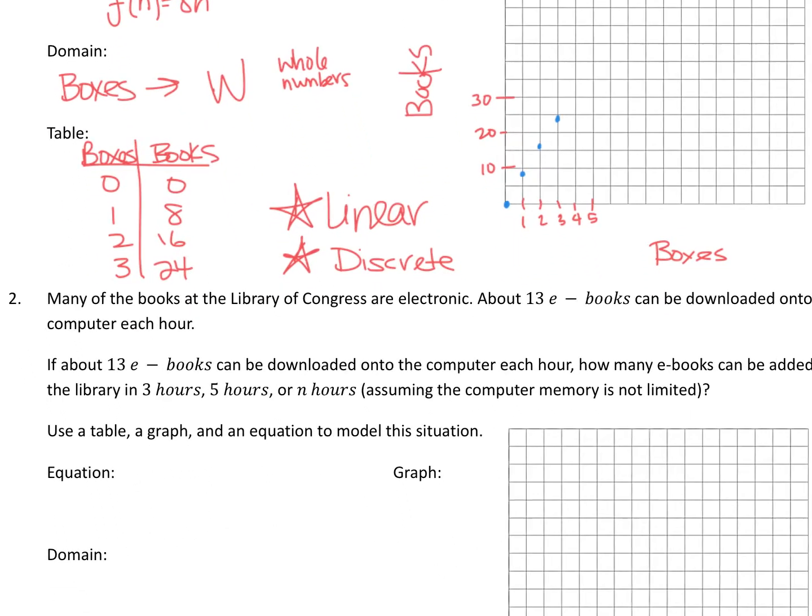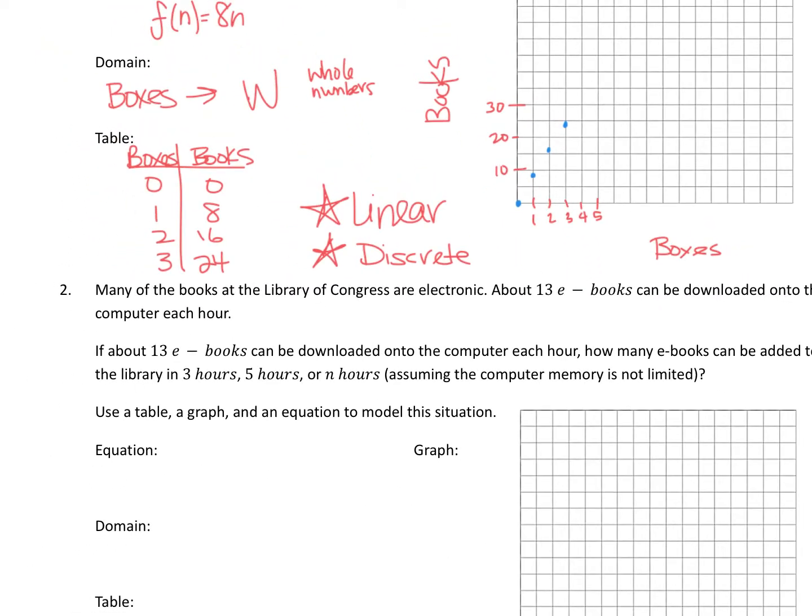Many of the books at the Library of Congress are electronic. About 13 e-books can be downloaded onto the computer each hour. If about 13 e-books can be downloaded onto the computer each hour, how many e-books can be added to the library in 3 hours, in 5 hours, or n hours, assuming there's no limit on memory on the computer?